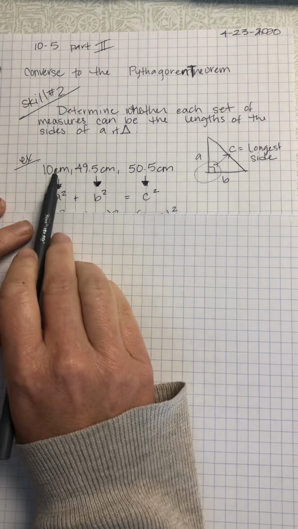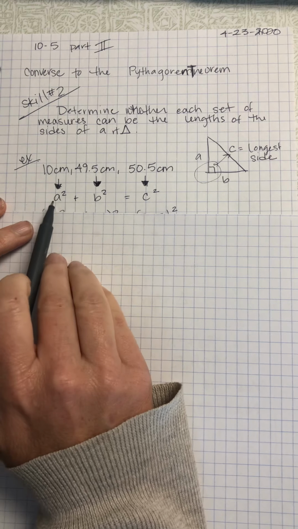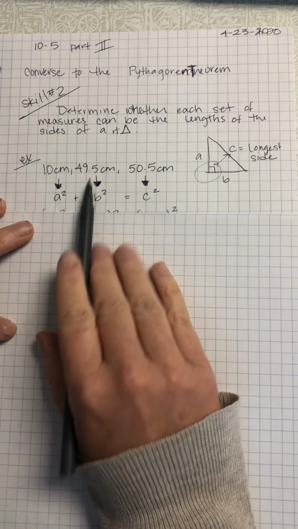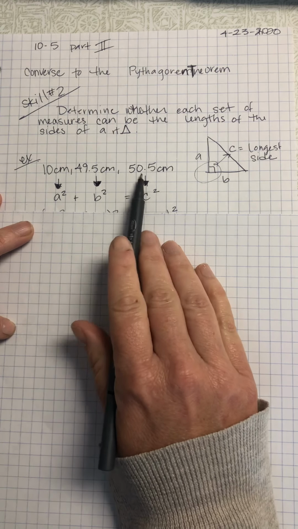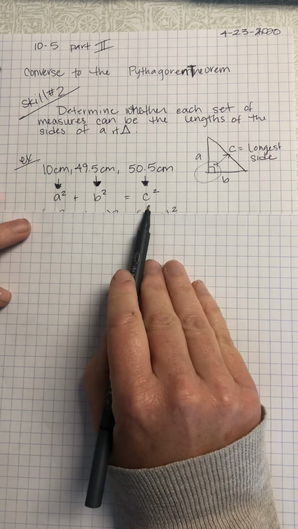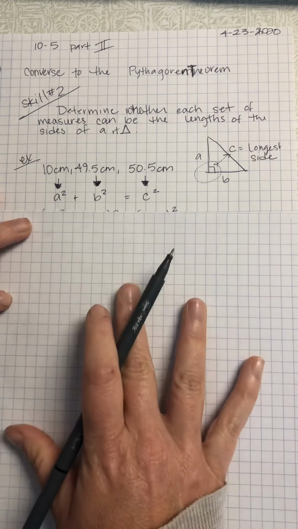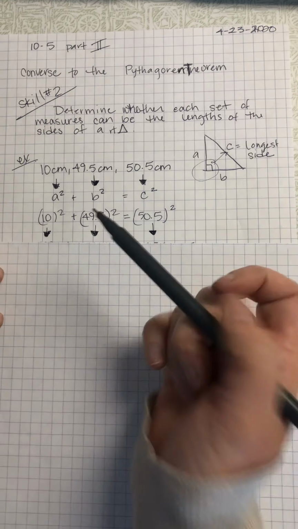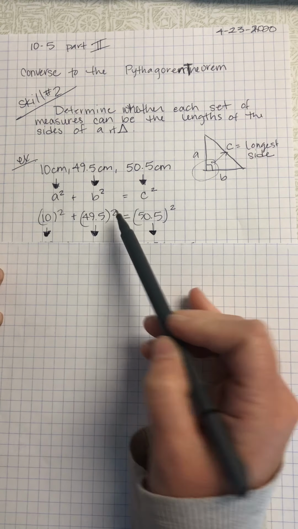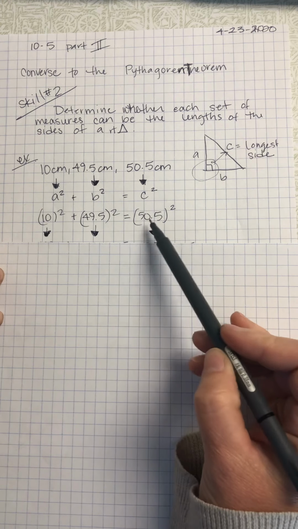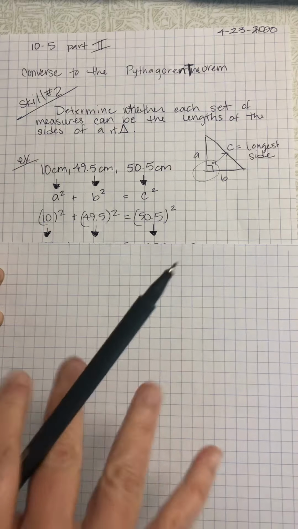And I labeled, so since 10 was the first number they gave me, I made that A. Since 49.5 was the second, it was B. And then because 50.5 was the biggest, it's C. So the next thing I do is sub in. So 10 squared plus 49.5 squared, is that equal to 50.5 squared? That's what we're doing today.